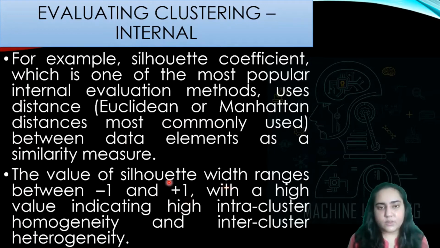Okay. Now what can be the value of silhouette? The value of silhouette width ranges between -1 and +1. And if you have a high value, it indicates a high intra-cluster homogeneity and inter-cluster heterogeneity. So a high value of silhouette width would indicate high intra-cluster homogeneity, and inter-cluster heterogeneity, which means between the clusters, there is some dissimilarity.